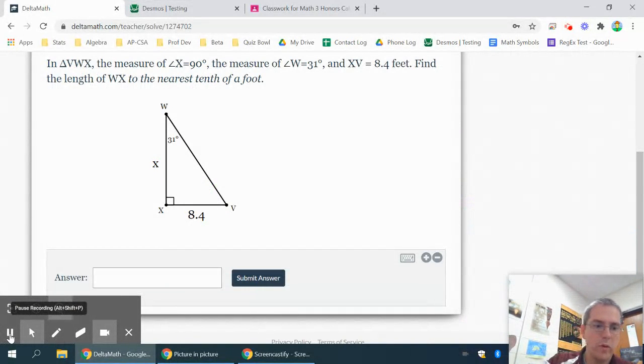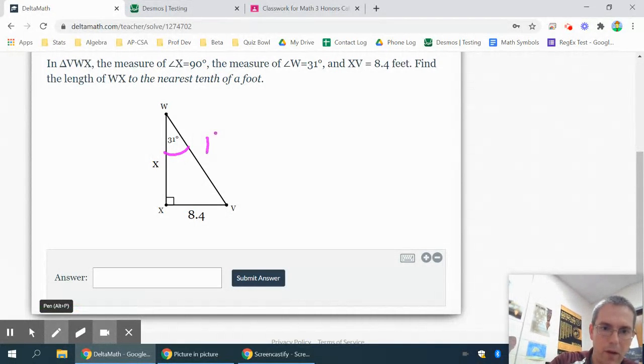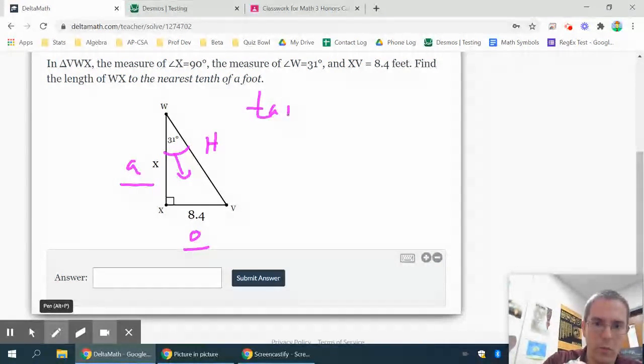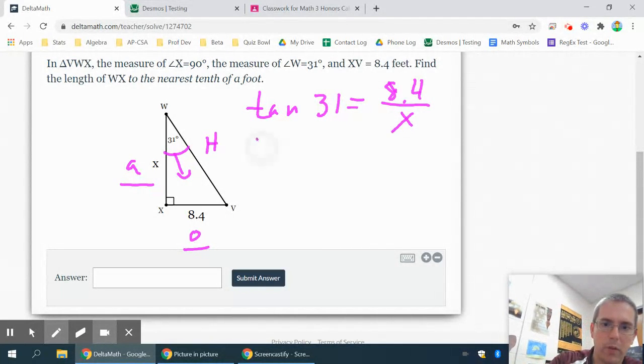We'll try one more of these. Here we mark our angle. This is the hypotenuse. Opposite of the 31 is the 8.4. X is adjacent, so I need the trig function that relates opposite and adjacent. In this case, that's tangent of 31 degrees equal to opposite over adjacent, so 8.4 over x. Multiply by the denominator, so x tan 31 equals 8.4.